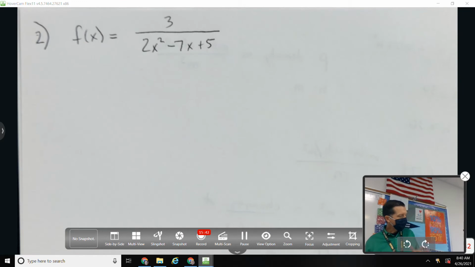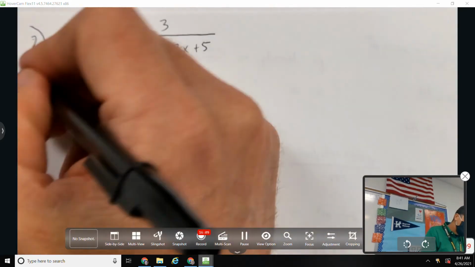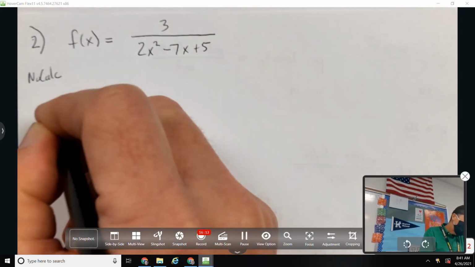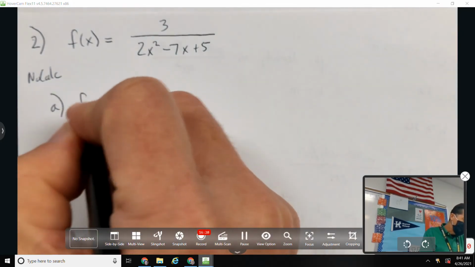F of x is that fraction. Find the slope of the line tangent to the graph of f at x equals 3. I'm going to guess this is no calculator. In fact, because it's number 5, it would have to be no calculator, since the first 2 are with calculator, and the second 4 are no calculator. So this would be a no calculator question. Part A, find the slope of the line tangent to the graph of f at x equals 3. So I need f prime at 3.